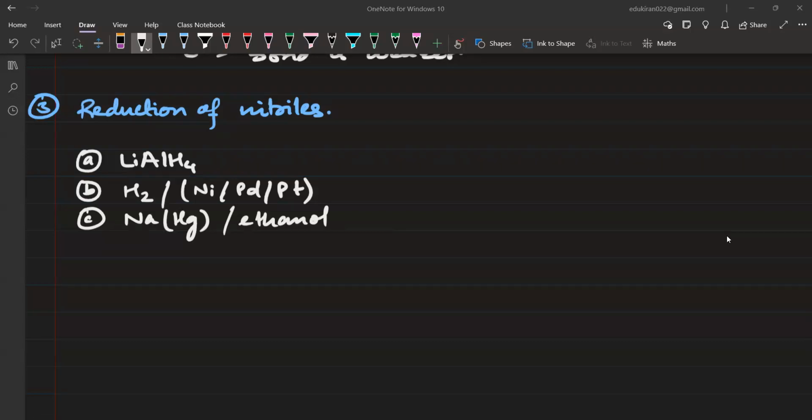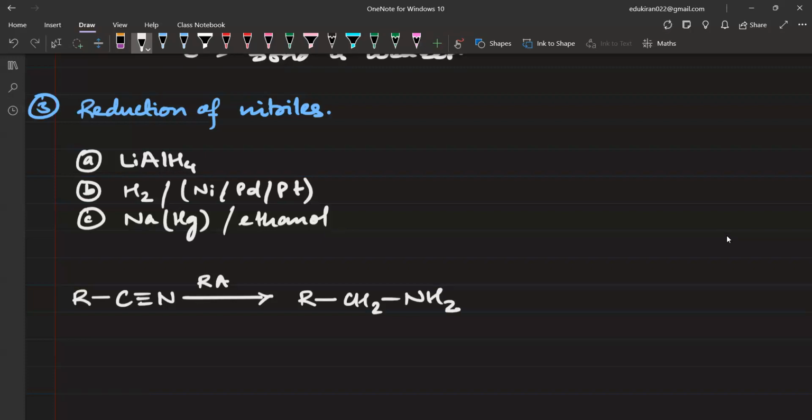So you start with R, C triple bond N, and you add here any reducing agent. You will get what? RCH2NH2. The carbon will get 2 hydrogens, CH2 single bond. Nitrogen will get 2 hydrogens, CH2NH2. Similar reactions can occur if you have aryl nitrile also, C6H5CN. This is going to give you not aniline, rather it will give you benzylamine.